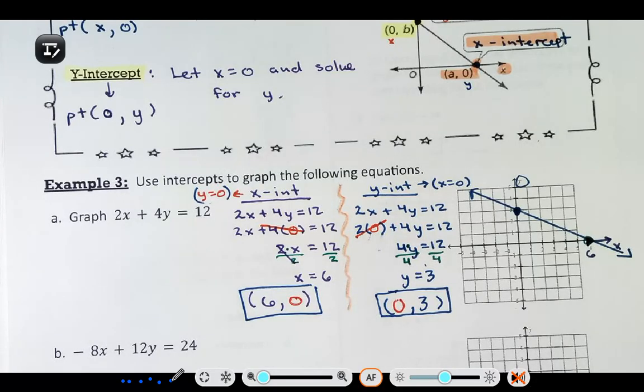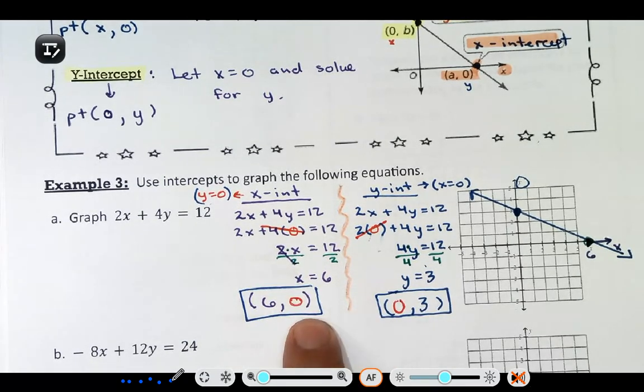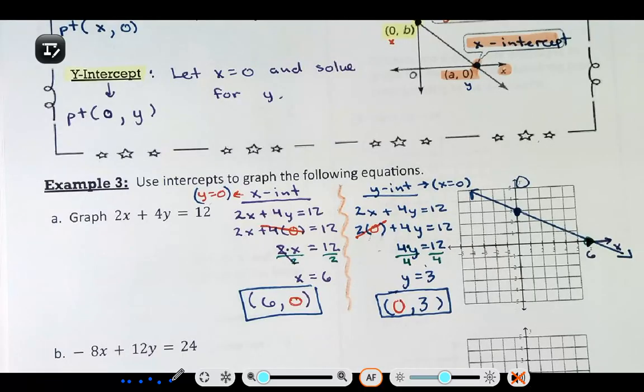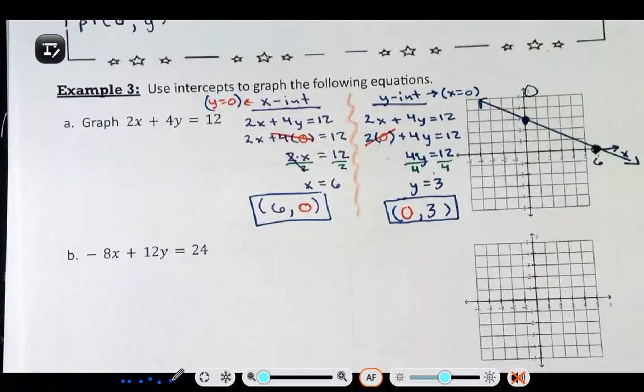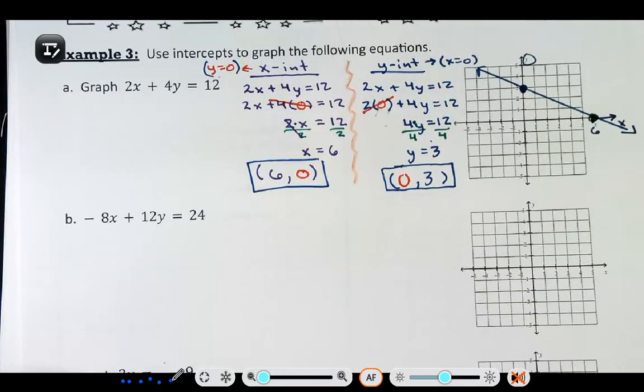All right, let's try this again. Remember, we're using intercepts to help me draw lines. So basically, I'm just finding 2 easy points, drawing them, connecting them. Let's go with letter B now. So we already see the example here on top.